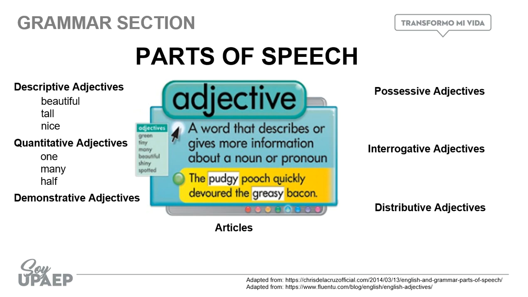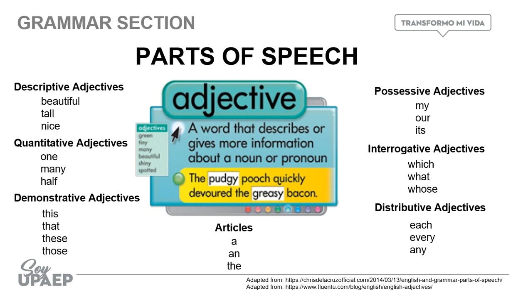Quantitative adjectives, for example, one, many, have. Demonstrative adjectives, for example, this, that, these, those. Possessive adjectives, my, our, its, for example. Interrogative adjectives, for example, which, what, whose. Distributive adjectives, each, every, any. And well, articles, we know that we have three: a, an, and the.